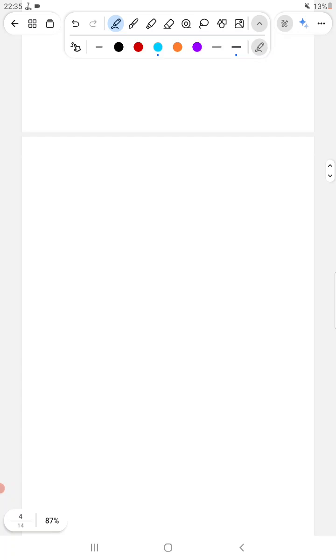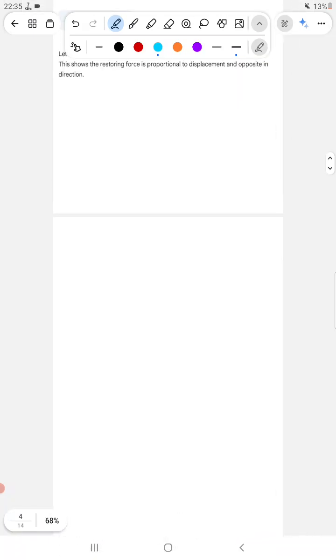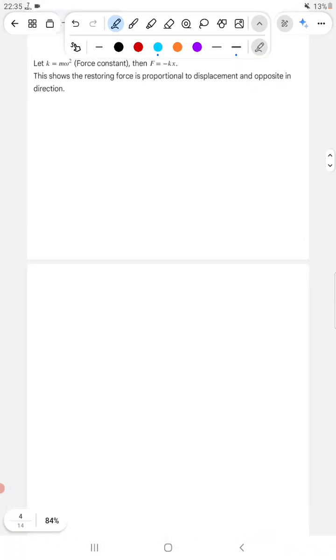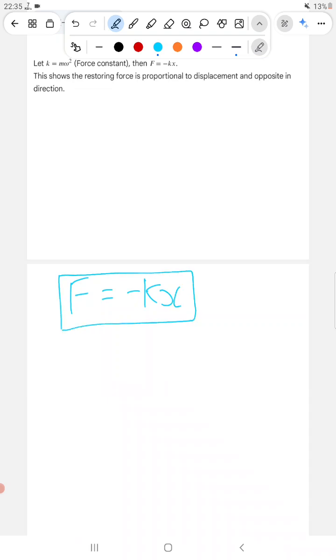Dear students, now let us see the next topic, which is the energy possessed by a body which is in SHM. Before going ahead, let me have a quick revision of what we have studied. We have studied that a body which is in SHM is governed by a force law, F is equal to minus kx. Don't be confused that we are using this formula for a spring also by Hooke's law.